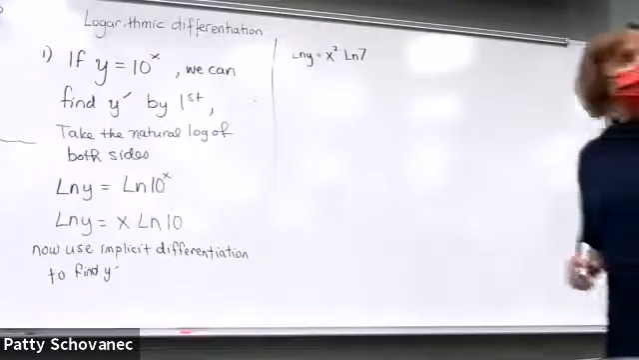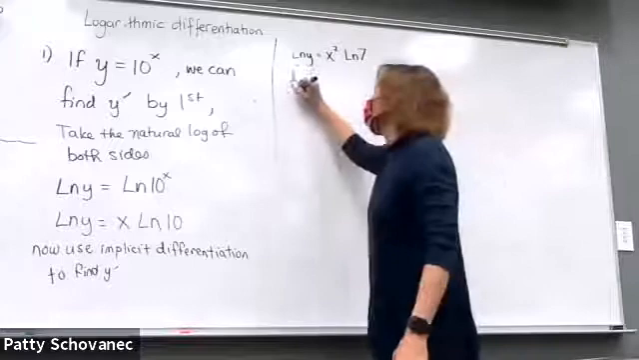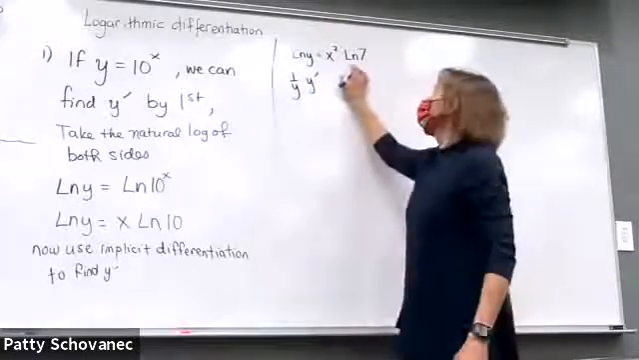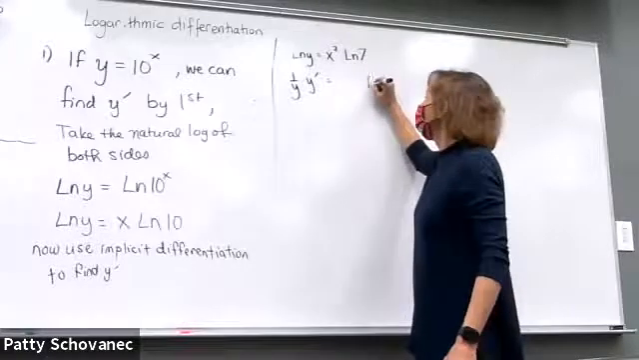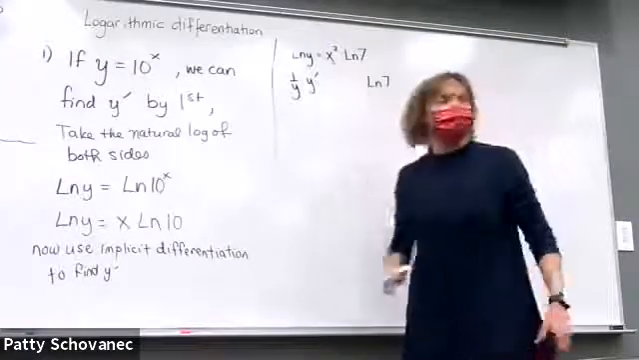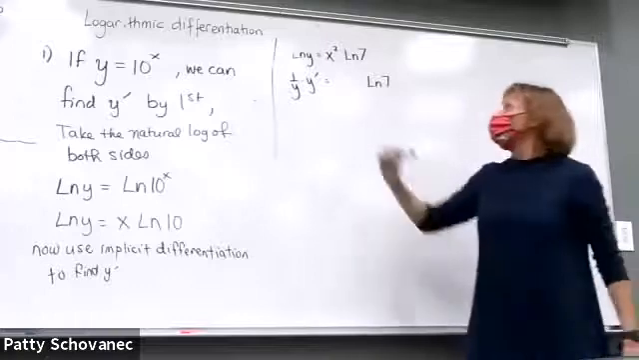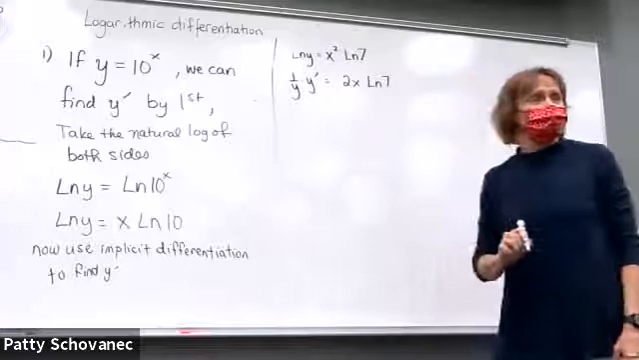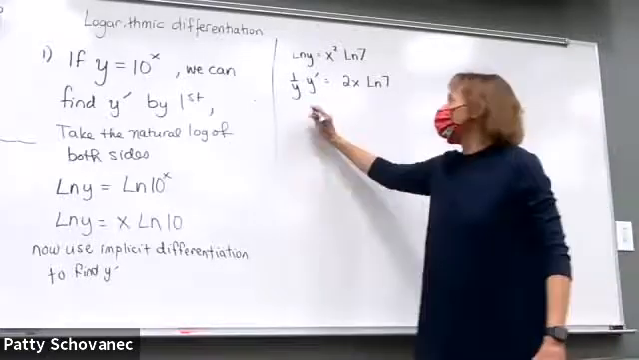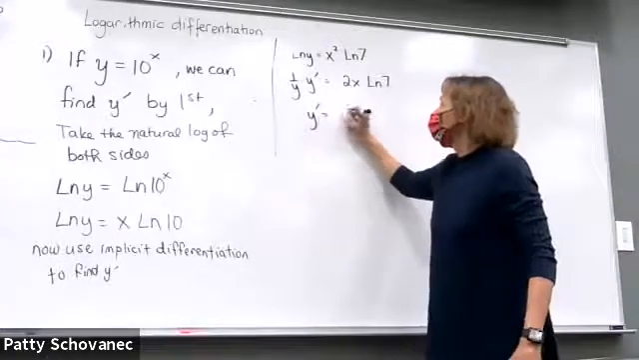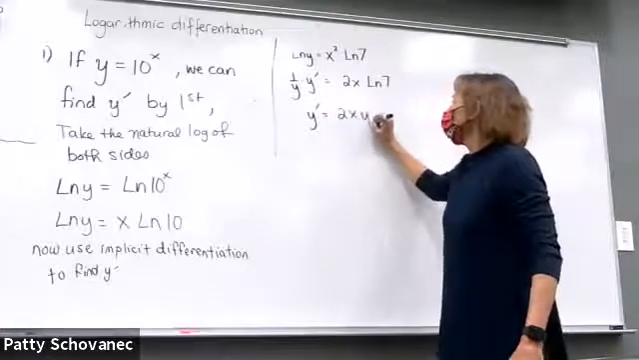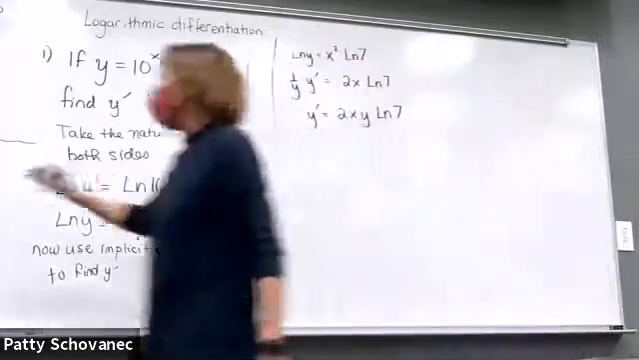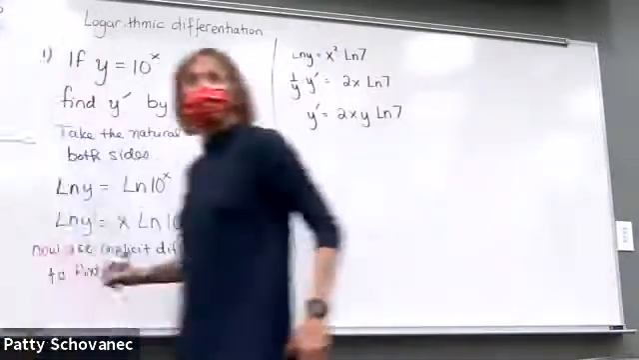Take the derivative of both sides. On this side, you get 1 over y times y prime. Here, log of 7 is a constant. I can just hold it and take the derivative of the x squared: 2x. And then I'm going to multiply both sides by y to solve for y prime. But in the original statement, y was 7 to the x squared.